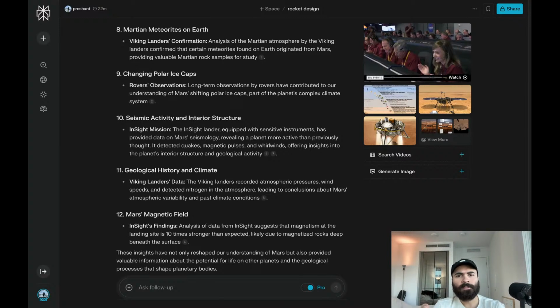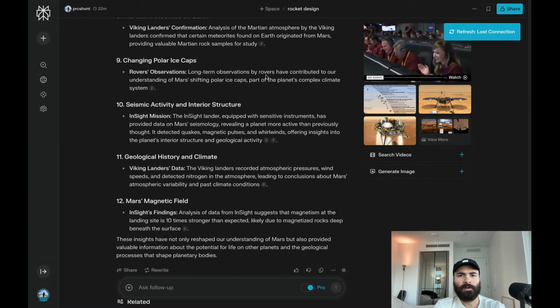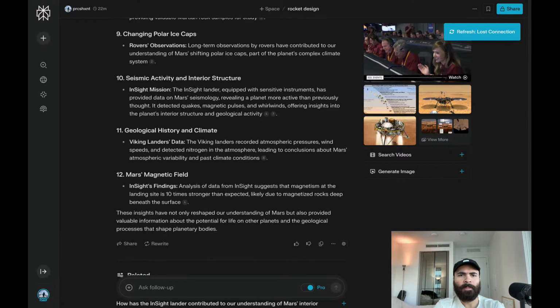So there were meteorites that were on Earth. It was confirmed that they originated from Mars. So now we have rock samples on Earth that we can study, and then we can be like, oh, this is how the atmosphere was.